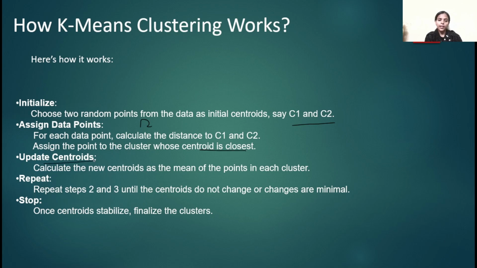Now the third step is update centroid. We have to calculate new centroids by calculating the mean of points in each cluster. The fourth step is repetition. Here we have to repeat steps 2 and 3 until the changes are minimal, until the centroids do not change. The last step is stop, where we finalize the clusters.